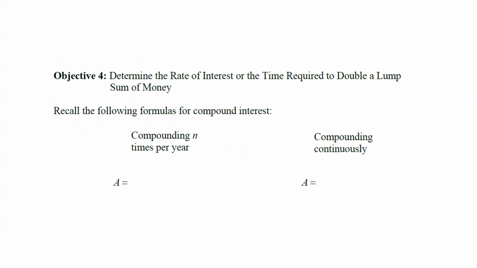Okay. All right. Objective number 4: determine the rate of interest or the time required to double a lump sum of money. Recall the following formulas for compound interest. For compounding n times per year, we had A equals P times the quantity 1 plus r divided by n, raised to the power n times t. And for compounding continuously, we had A equals P times e to the rt. The challenge is when r or t is an exponent, we can't just solve algebraically. We will need logarithms.